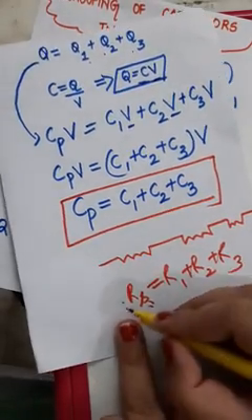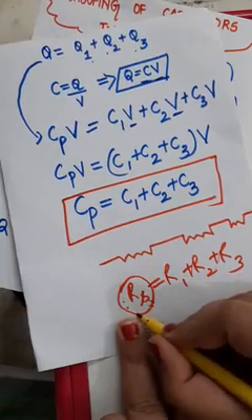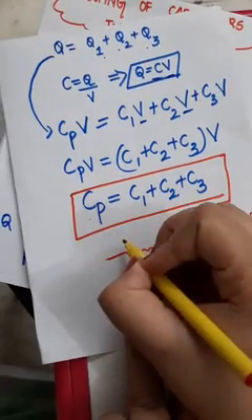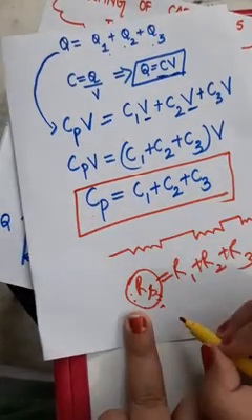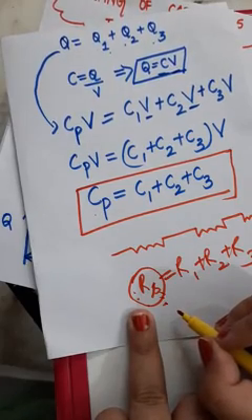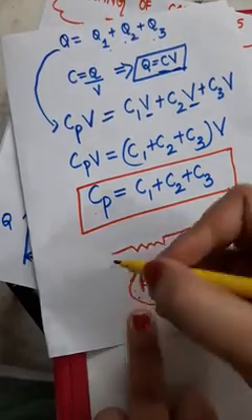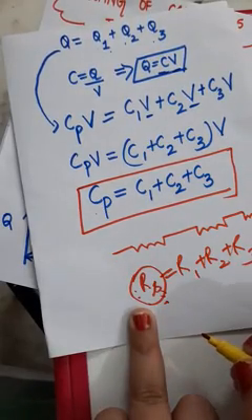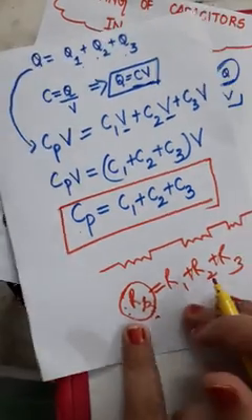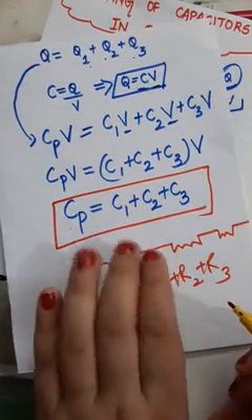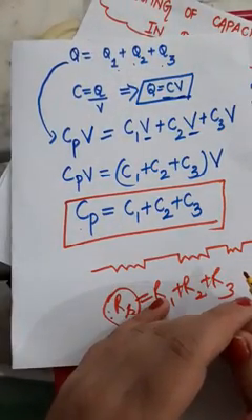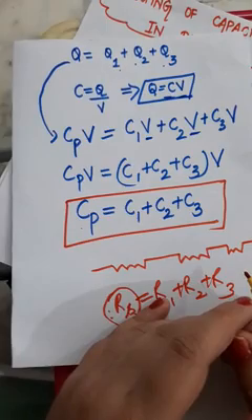So whatever result we used to get for resistances in series is the same result we get for capacitances in parallel. The result that we used to get for resistances in parallel is the same result that we get for capacitances in series. Okay, so this is how we calculate the capacitance of a combination where capacitors are connected in a parallel combination.